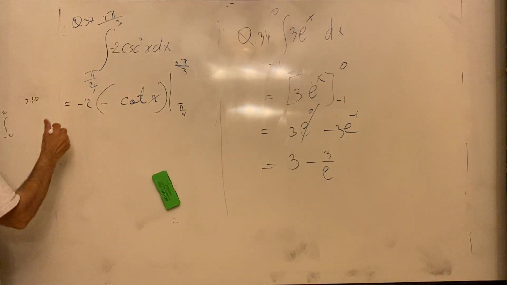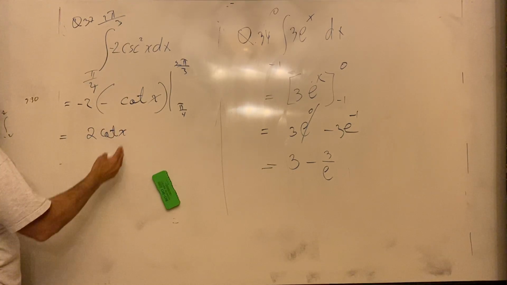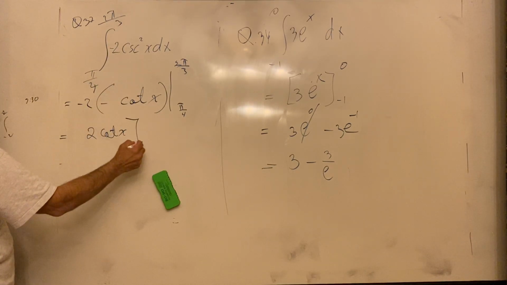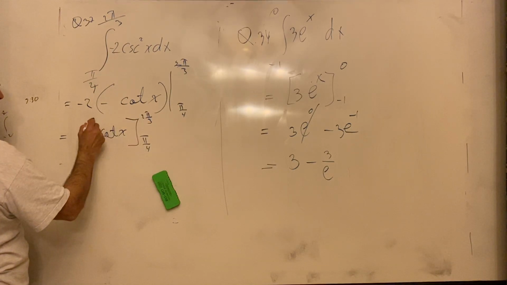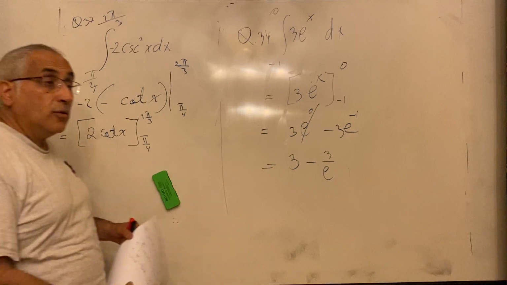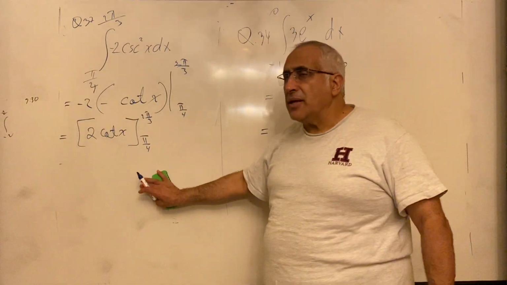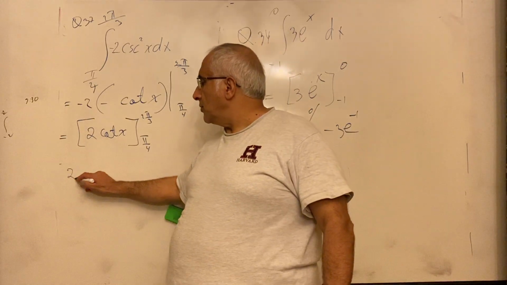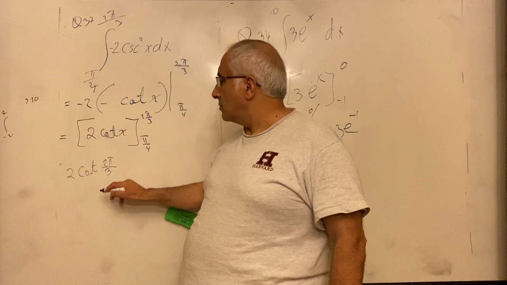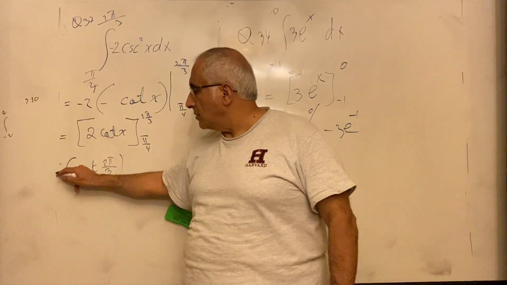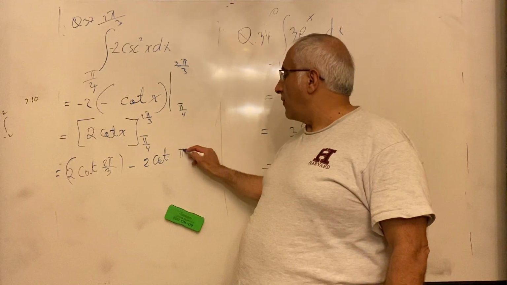May I simplify that? Yes, sure. Negative negative is a 2 cotangent x. I can leave it this way; some people write it that way, some people write it this way. Which is better? It doesn't matter. You can leave the 2 outside or inside. Let's substitute the big number first: 2 times cotangent 2 pi over 3, minus 2 cotangent pi over 4.